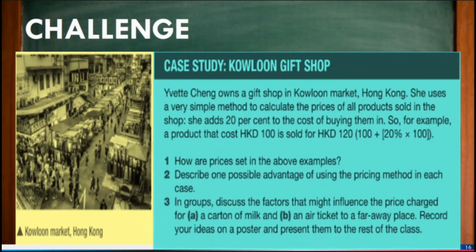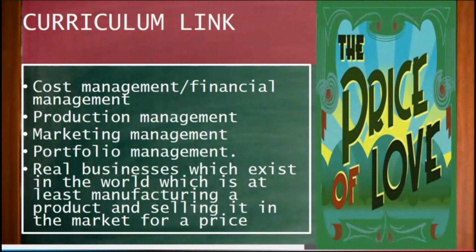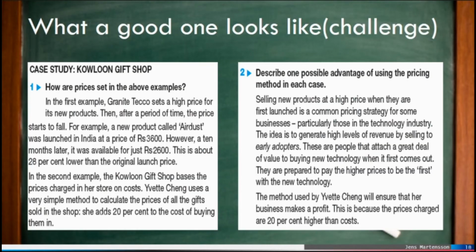Take up the initiative to challenge yourself with the case study. This will link you to the next session on pricing strategies and conduct peer assessment. The case study is on Kowloon Gift Shop, which is in Hong Kong. Do explore it. The curriculum link for this session is that it's linked with cost management and financial management, with production management, with marketing management, with portfolio management, and with the real business which exists in the world, which is at least manufacturing a product and selling it in the market for a price. So of course, I hope you would have done the challenge.